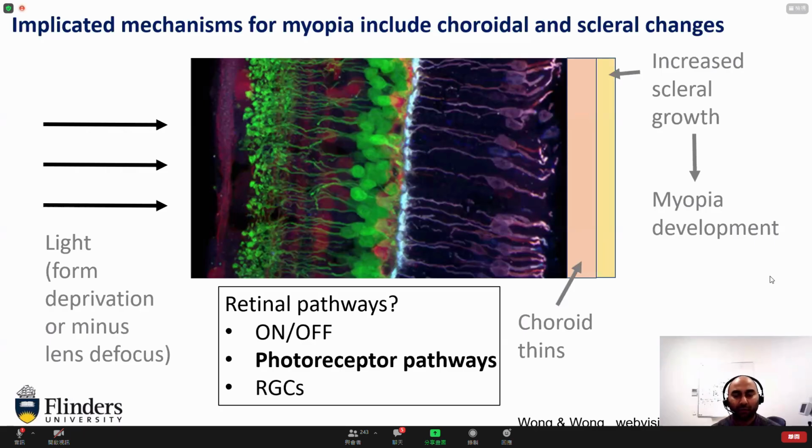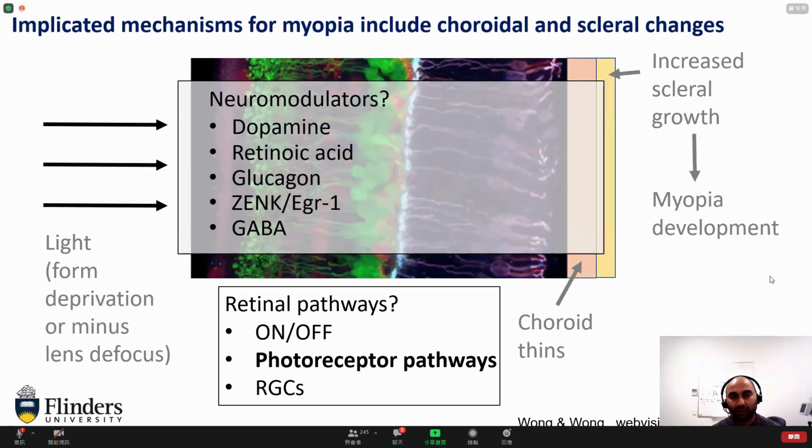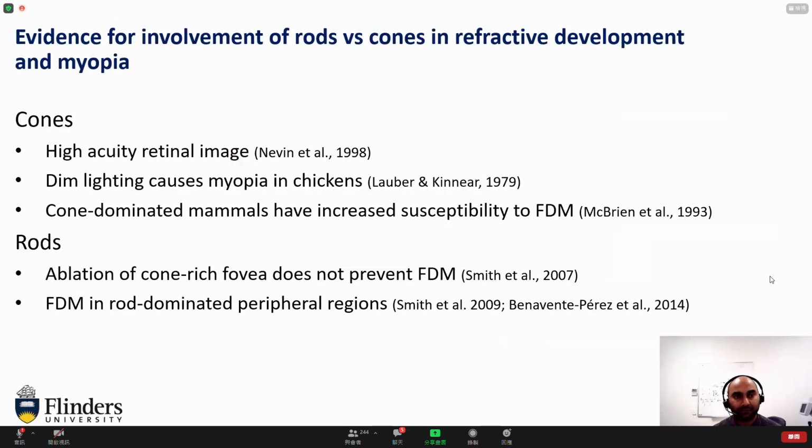The other important thing to remember about the retina is that the retina itself synthesizes different neuromodulators like dopamine, retinoic acid, glucagon, and so on. And these neuromodulators can modulate the nature of eye growth, as has been shown in different animal models. But today we are just going to focus on the rods and cones, and there is evidence from animal models in favor of both the rods and cones and how they might be modulating ocular growth.